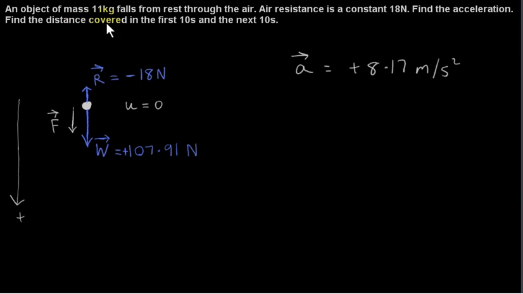Now we want to find the distance covered in the first 10 seconds. So initially the object is here. u is 0. Its initial velocity is 0.